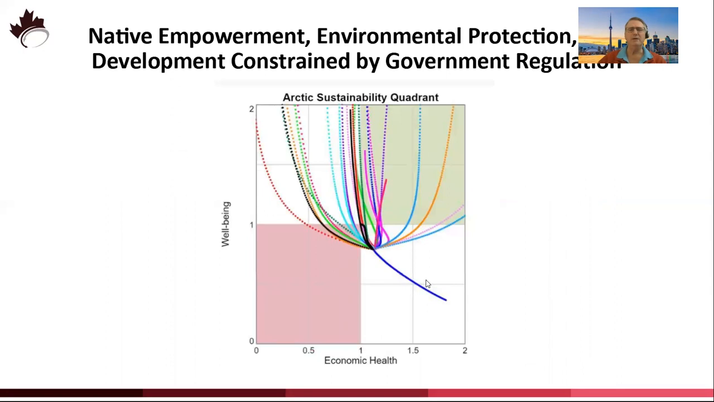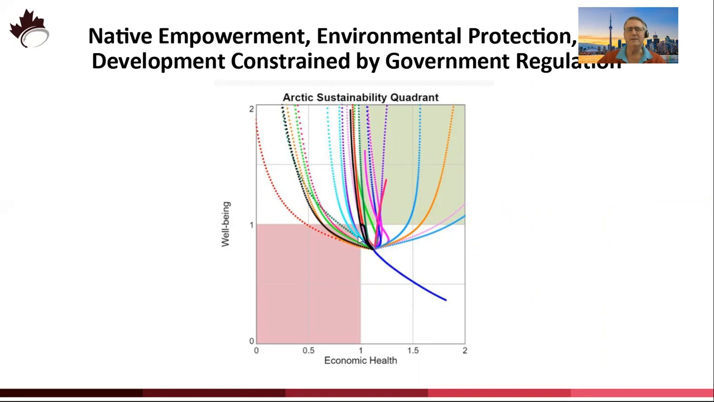Now we looked at the possibility of adding a government regulation. So we have 40 years of unconstrained development. And then at year 40, we have native empowerment policies, environmental protection policies, and development constrained by government regulation. And we can see here, this is the unconstrained development. And then we have these new policy results.